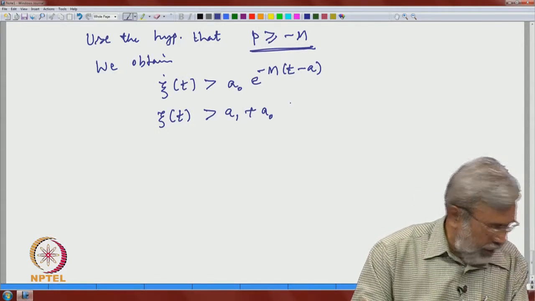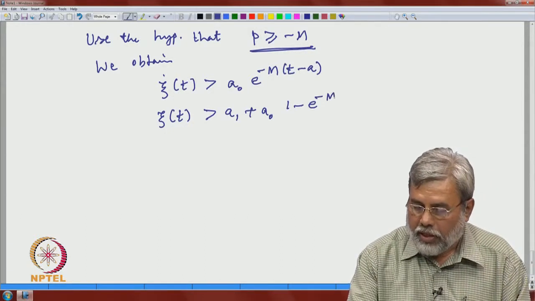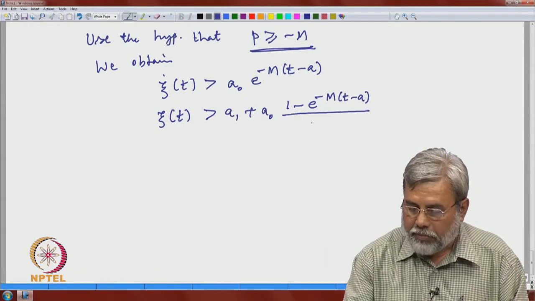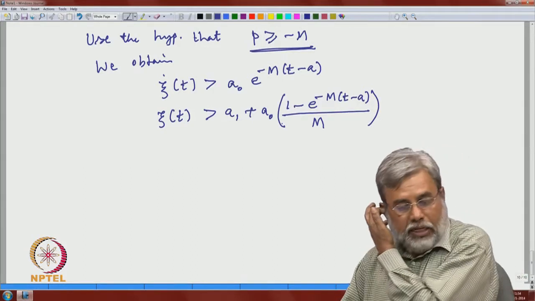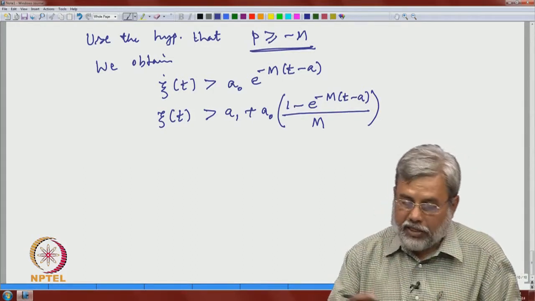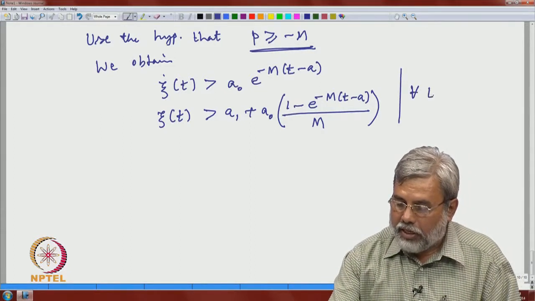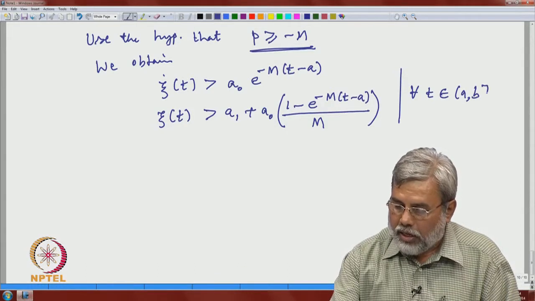So, you have to do some integration there. Let me just write it, e to the m t minus a divided by m. In the second inequality, there is the double integral. So, if you do that double integral, you get this thing, and this is valid for all t in [a, b].